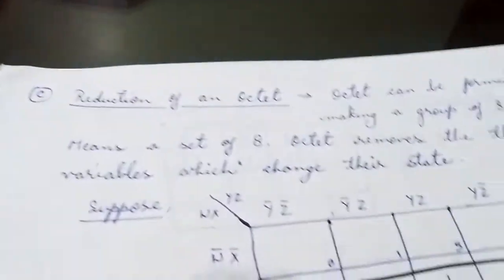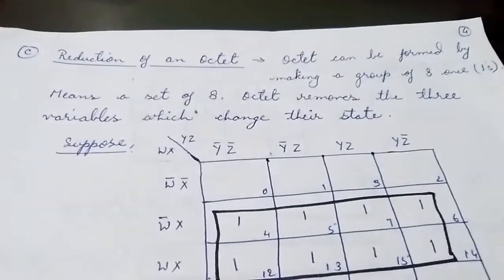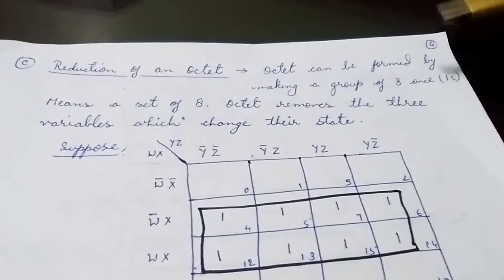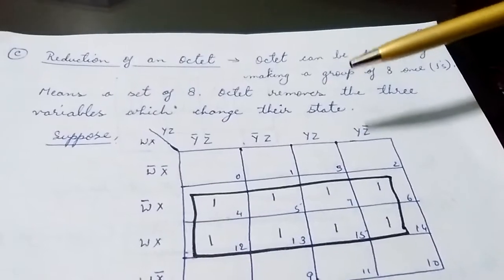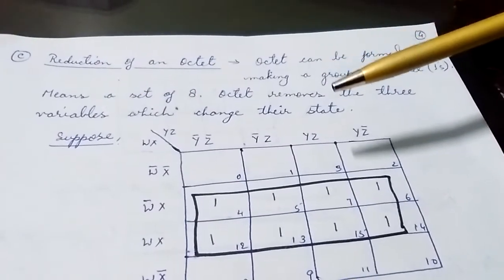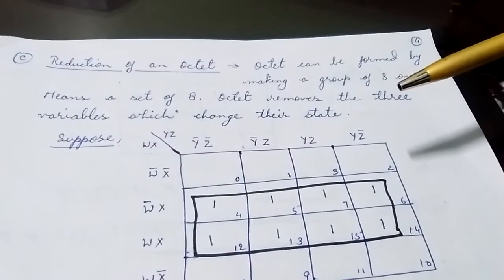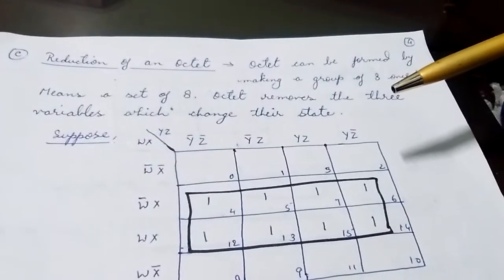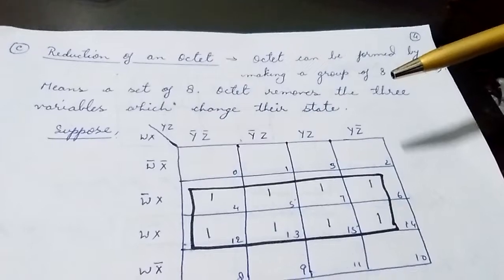Next we will see how to reduce an octet. Octet means a set of 8. So an octet can be formed by making a group of 8 ones. An octet removes the 3 variables which change their state. So remember, from a pair we reduce 1, from a quad we reduce 2, and from an octet we reduce 3.